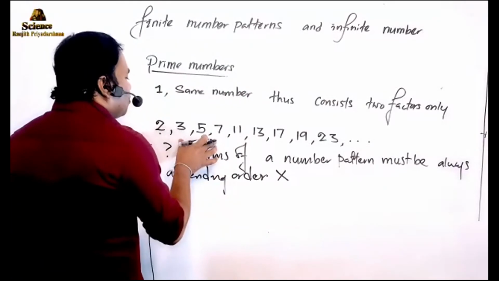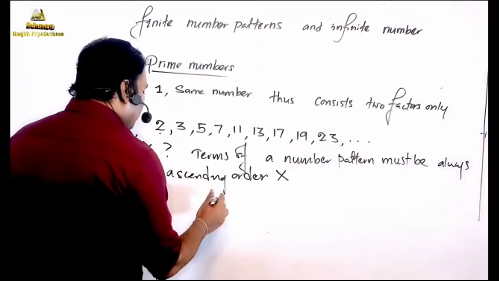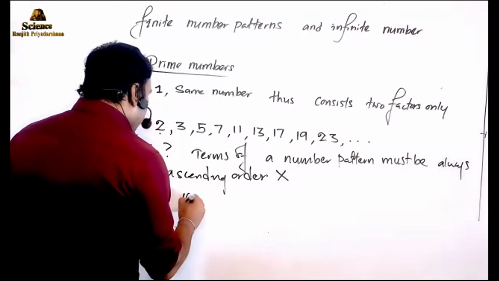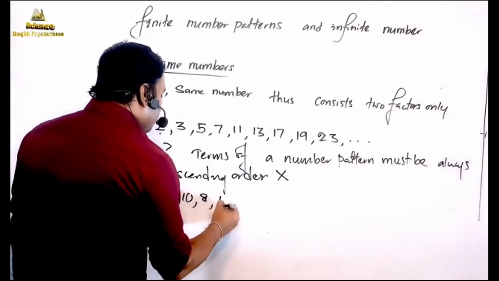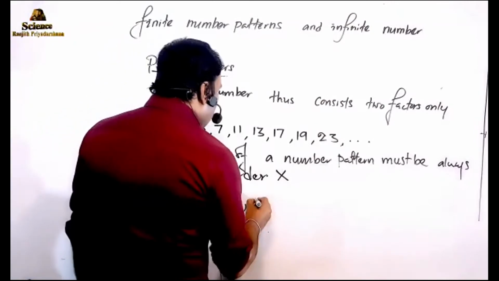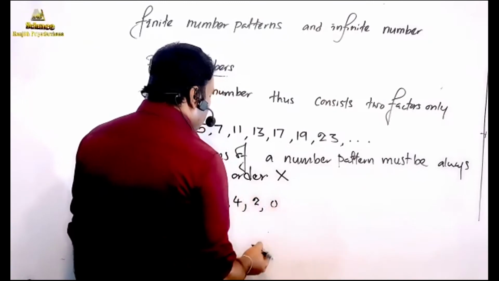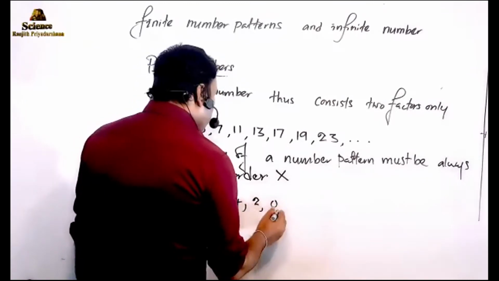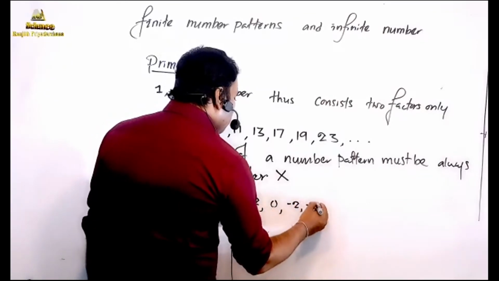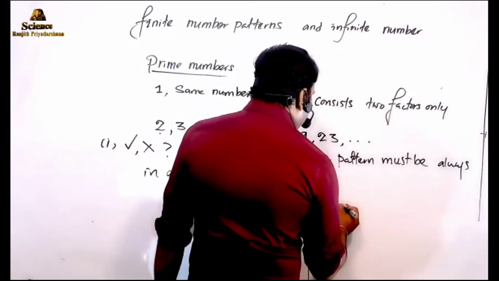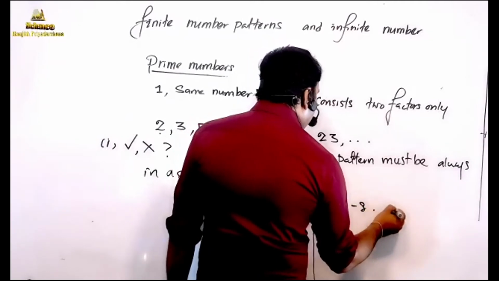So there are number patterns with a descending order, that begin with a -2 difference. Okay, let's see. 10, 8, 6, 4, 2. What's the next number? That is 2, 0, -2, -4, -6, -8. So likewise you can write.